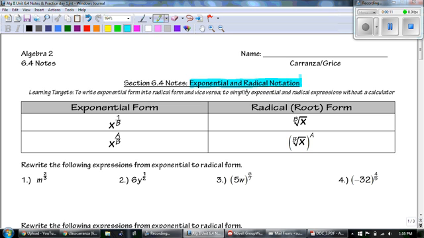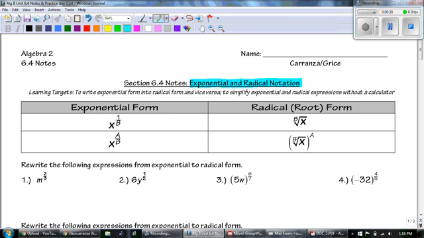Today we're going to be talking about exponential and radical notation. Our learning target today is to write exponential form into radical form and vice versa, to simplify exponential and radical expressions without, yes, without a calculator.